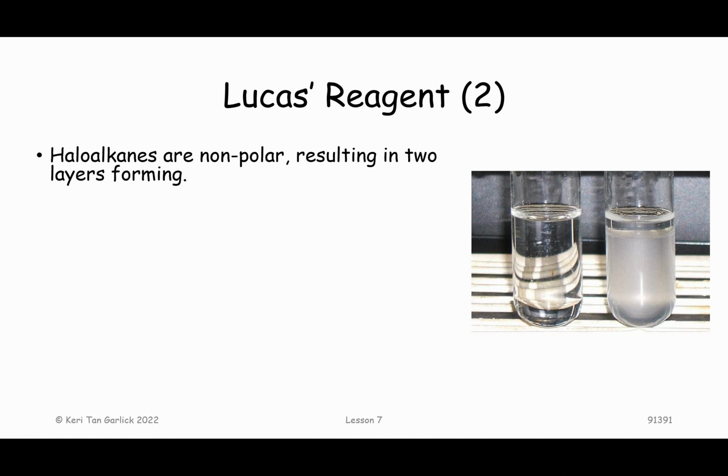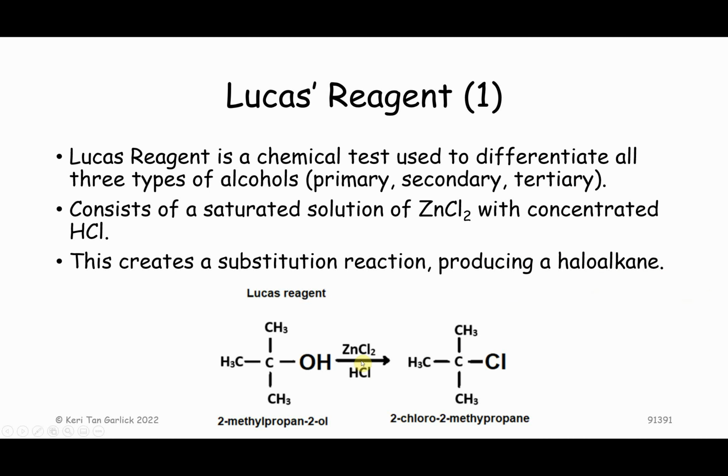Now, when this happens, we know that a reaction has occurred because first off, it's going to turn cloudy. And secondly, it's going to form two layers. And the reason why it's now forming two layers is because the new haloalkane that's formed is nonpolar, whereas this solution here with the zinc chloride and hydrochloric acid is a polar solution. So with that polar solution, the alcohols could dissolve very easily because, I shouldn't say polar, it's mixed into water, and water is polar.